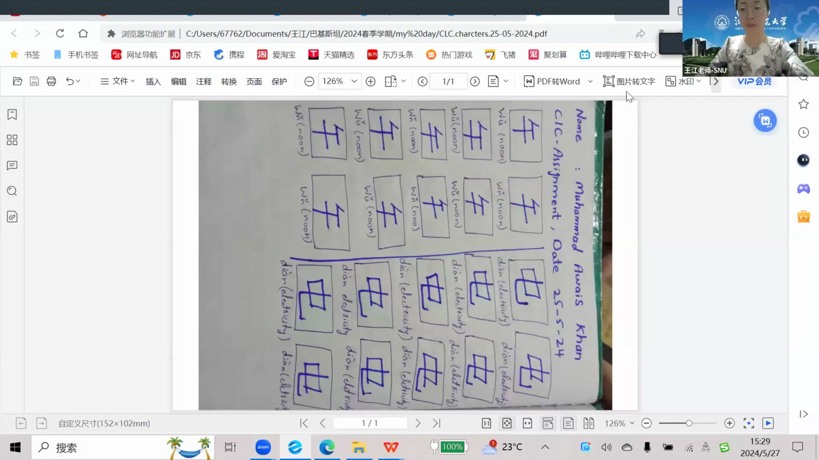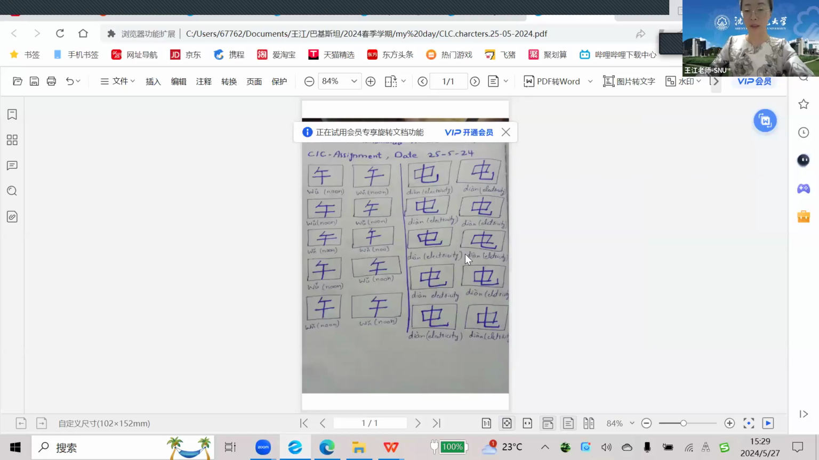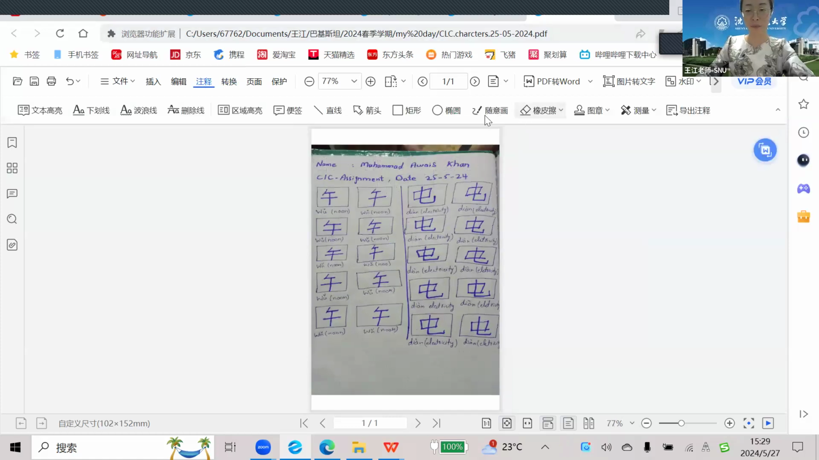So please take a look at this. Okay. So 电, this Chinese character was written wrong, right? 电, there is a horizontal insert, so it was written wrong. Okay, so 电. I think if you have listened to the teacher carefully in the class, such mistakes shouldn't happen, right?